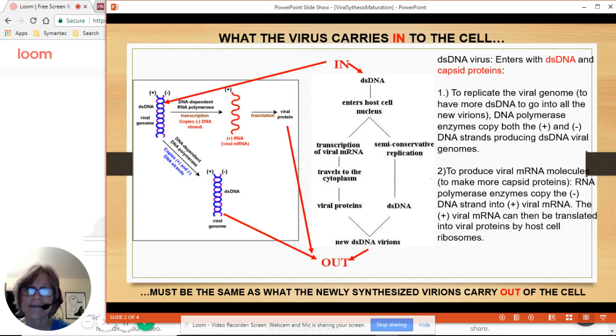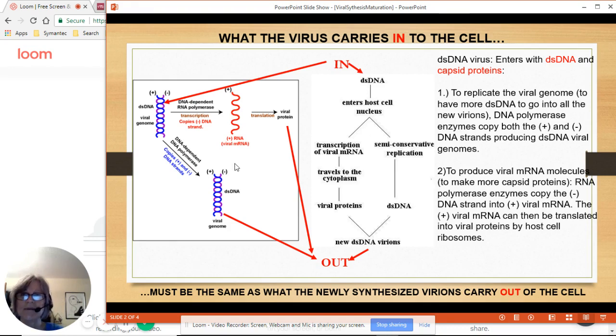So let's take a look. First, we'll start with a double-stranded DNA because it's what we're most familiar with, because we have double-stranded DNA. Whatever the virus carries into the cell when it infects it has to be the same thing that comes out in the newly synthesized virions. So when the virus is lytic, when it lyses the cell to spread to neighboring cells, those new virion particles have to be identical to the virion that came in. In double-stranded DNA, the virus enters with a double strand of DNA and the proteins that make up its capsid. So we enter the host cell, and those are the parts that we have to replicate.